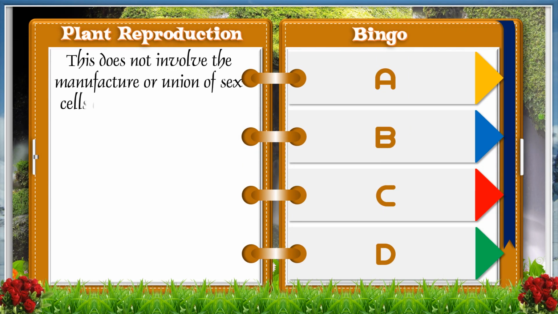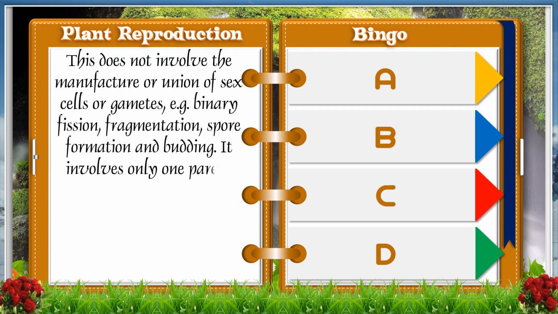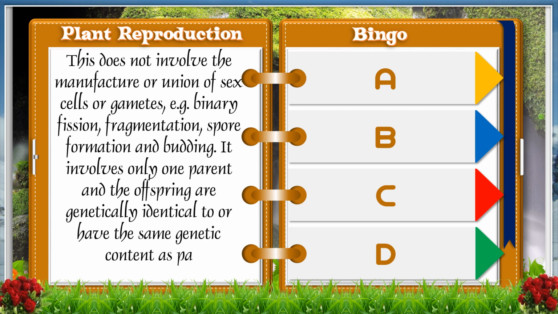This does not involve the manufacture or union of sex cells or gametes. For example, binary fission, fragmentation, spore formation, and budding. It involves only one parent, and the offspring are genetically identical to or have the same genetic content as the parent.